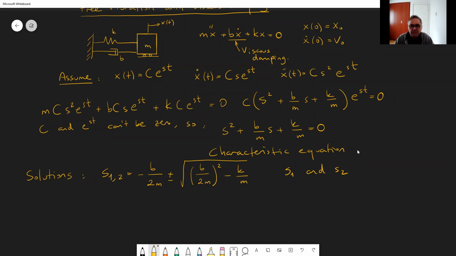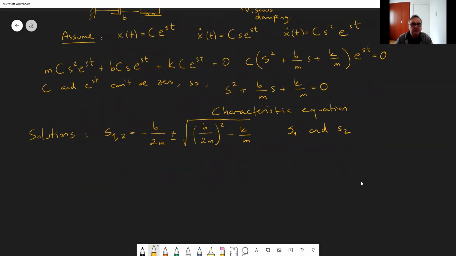So the general solution, therefore, we had assumed c e to the st, as you might remember. So the general solution for the differential equation would be x of t equals c1 e to the s1 t plus c2 times e to the s2 t, where s1 and s2 are given by this plus minus. s1 is the plus term, s2 is given with the minus term.